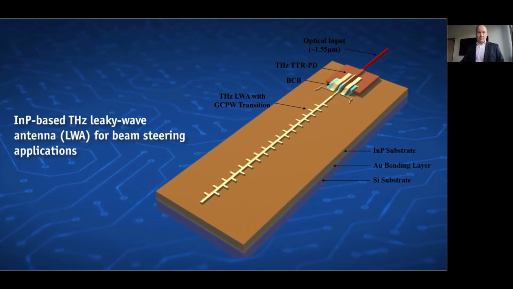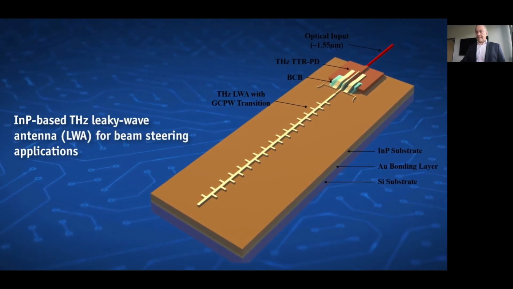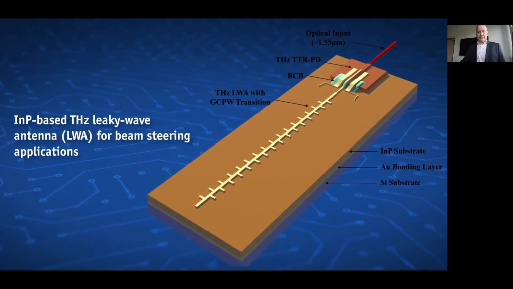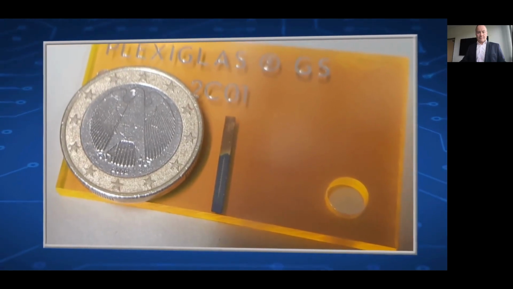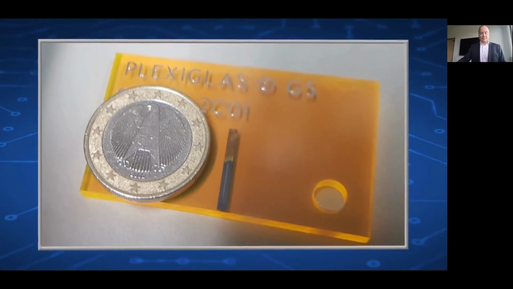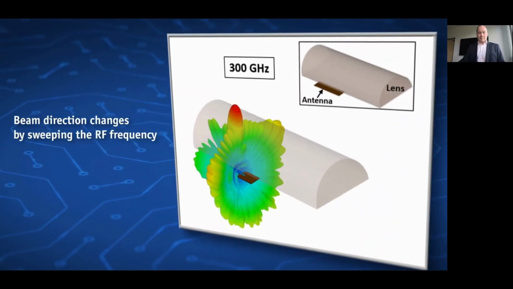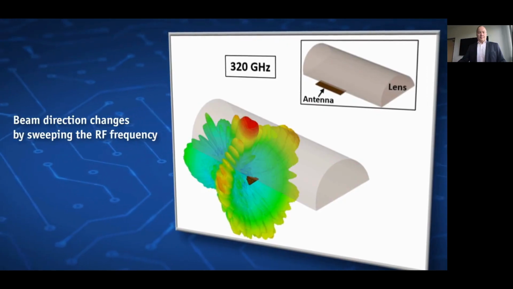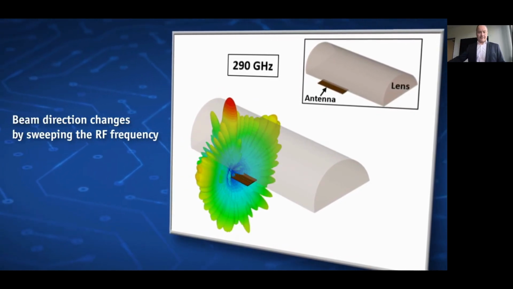Using leaky wave antennas, beam steering is simply accomplished by sweeping the operating frequency without any complex feeding control circuits. Indium phosphide substrate is used for future monolithic integration of the antenna with electric or photonic terahertz sources and receivers. The beam direction changes by sweeping the RF frequency, as can be seen in the animation. Realized antenna gain with a lens is 18 dBi.